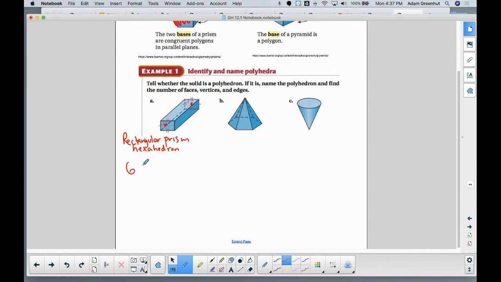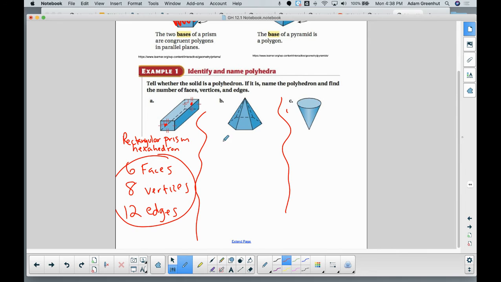It's got 6 faces. Let's count the vertices. It's got 1, 2, 3, 4 up front, and 1, 2, 3, 4 in the back. That's 8 vertices. And then the edges are the line segments: it's got 4 long ones here, and then 4 on each little rectangle. So that's 12 edges. And there's going to be a little formula coming up that we're going to always be able to compare the number of faces, vertices, and edges. More on that soon.